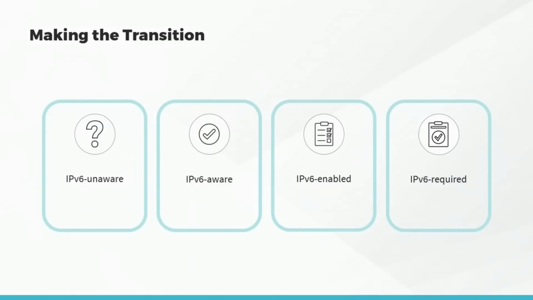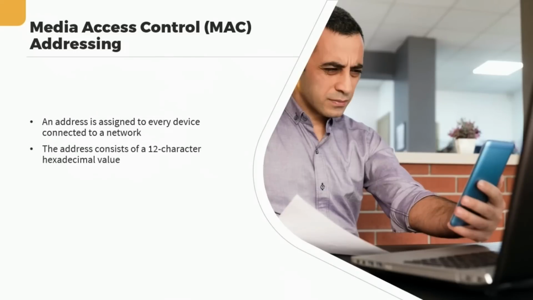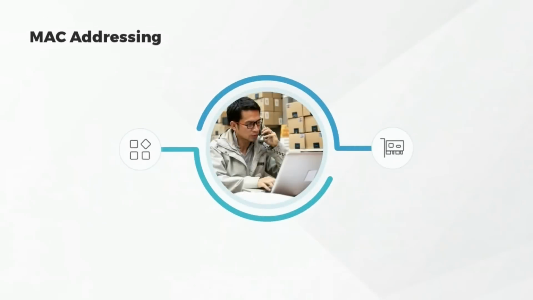In this video, we'll examine the role and characteristics of the Media Access Control, or MAC address, which is a unique value that is assigned to every device that is capable of connecting to a network, and it consists of a 12-character hexadecimal value in 6 groups of 2 characters each, with each group separated by a colon.